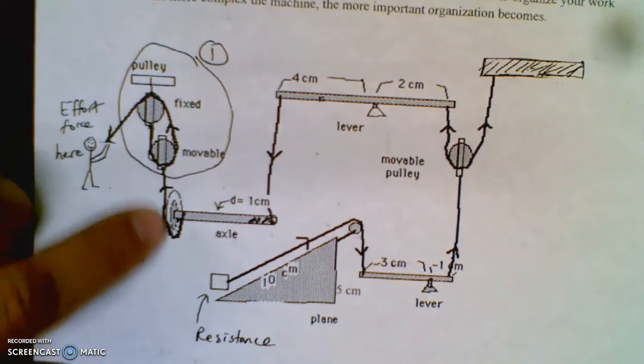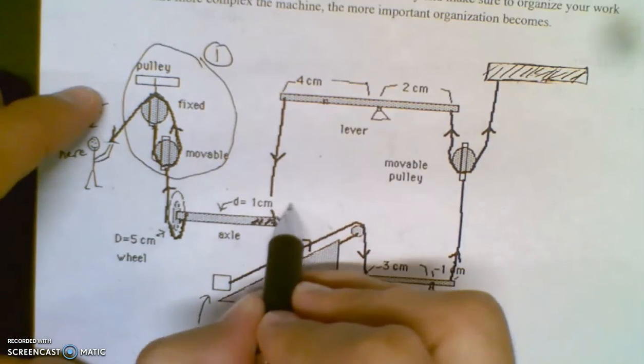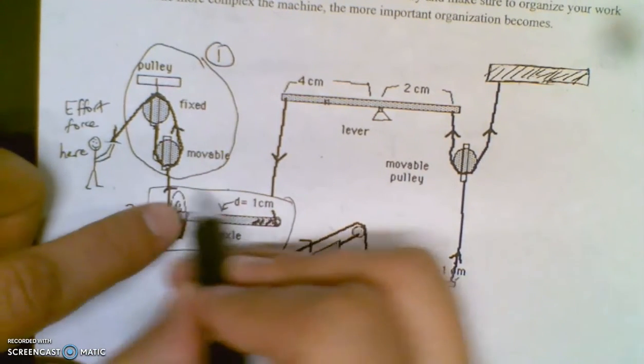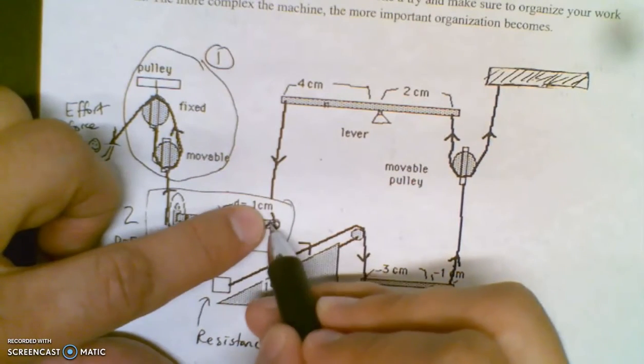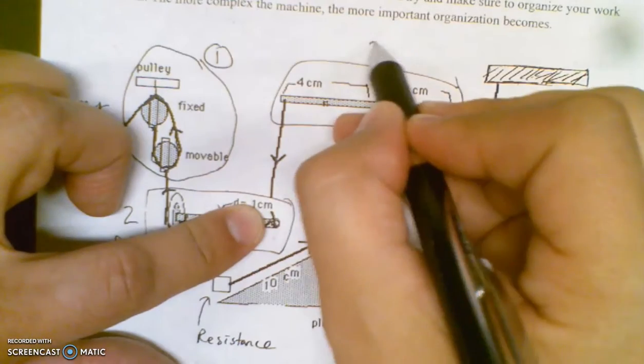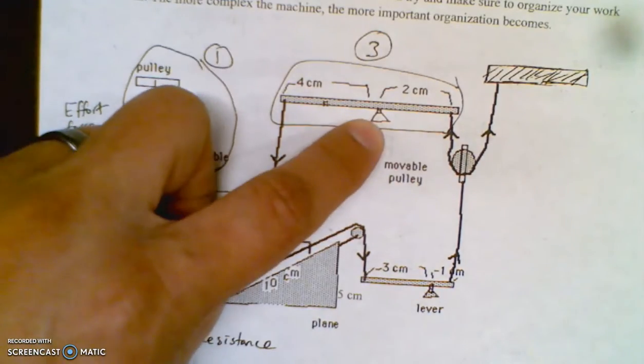Right? It pulls on a string that turns this wheel, which turns this axle. So you have a wheel and axle as your second machine. So it pulls up on there, rotates this down. It wraps this string around, which pulls down on a lever. There's my third machine. So I like to go through and label in order what machines are being pulled.